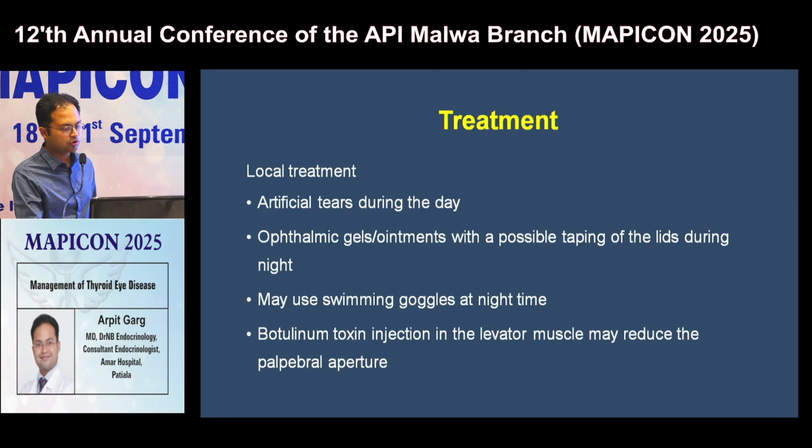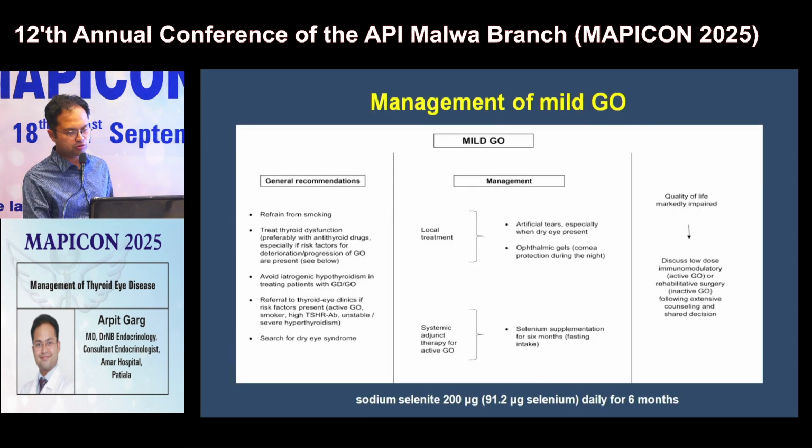And botulinum toxin injection, that is Botox injection, can also be given in the levator muscle, because it will reduce the tension and it will help in closing the eyes if the proptosis is not that much. So Botox can also be given.